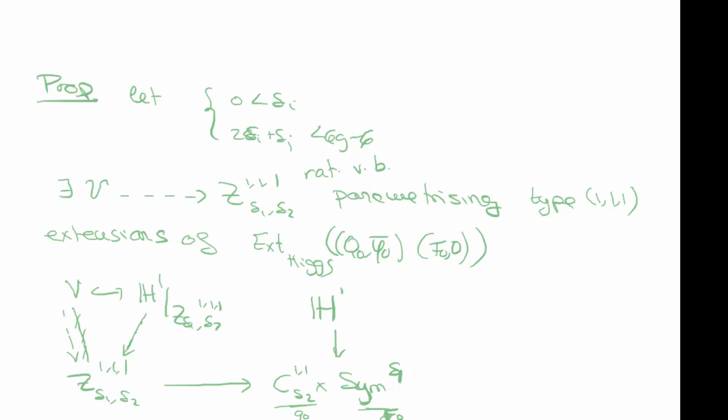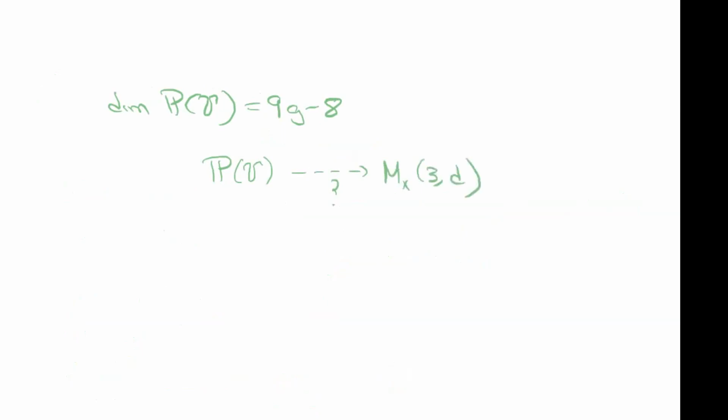Last thing I can say is that the dimension of P of V is the right one. It's 9G minus 8. We cannot claim it's an irreducible component because we haven't been able to prove that there's always a rational map. So there we need to check rationality, existence of stable extensions, and this we haven't done so far. But I mean, we're pretty confident this is going to work.